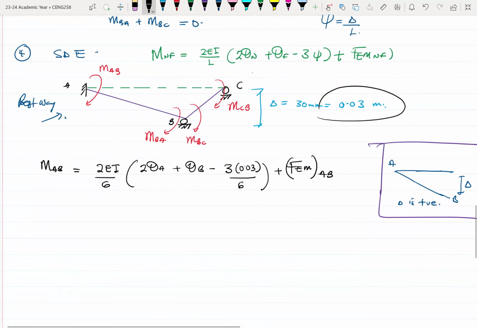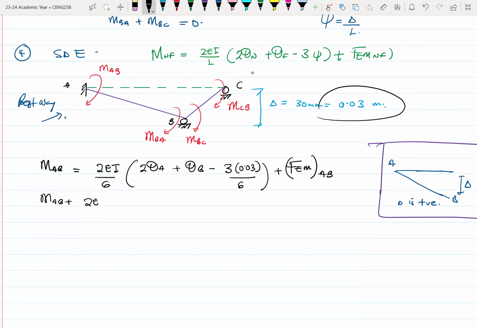So this will be simplified into MAB plus 2EI over 6. Theta A is 0, right? This is fixed support, so the rotation over there is 0. So we only have theta B minus 3. This whole thing becomes what? Times 6 times 3 divided by 6. So that'll give us what? This becomes 0.015, okay?